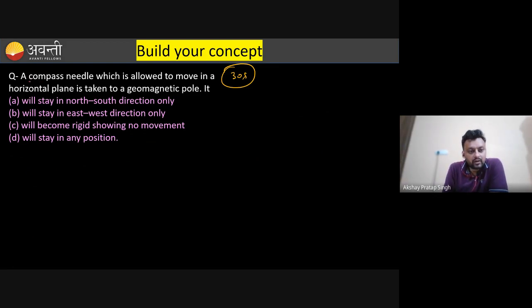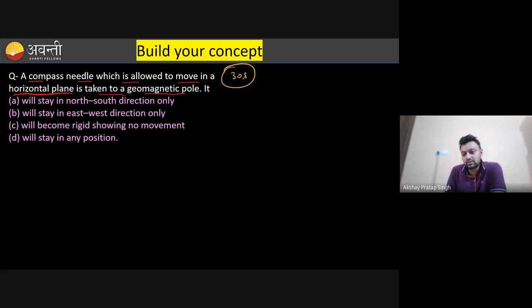The question says a compass needle which is allowed to move in the horizontal plane. Now mark the word: it is free to move in the horizontal plane only. That was the point of discussion from the previous class. I was always discussing these two things, free to move in the vertical plane or free to move in the horizontal plane, and in every question you will find this. That is the importance of these small things. It is taken to a geomagnetic pole.